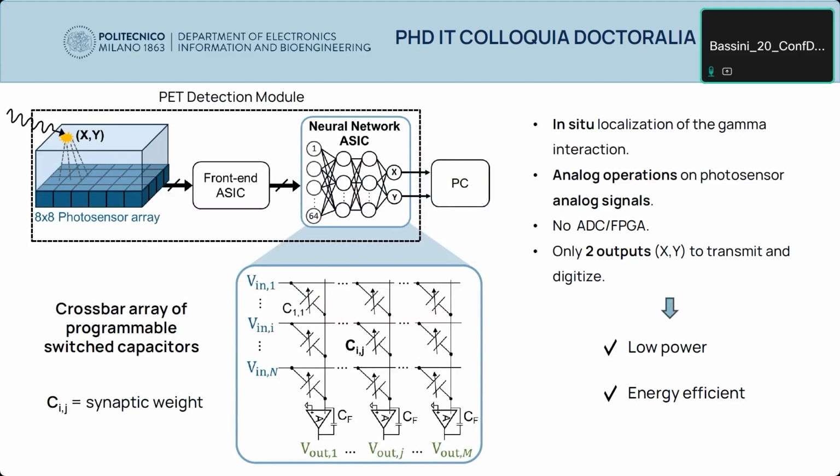The neural network is implemented analogically as a crossbar array of programmable switched capacitors, where the variable capacitor represents the synaptic weight. The ASIC can perform analog operations directly on analog signals that come from the photosensors, so without the need to digitize all channels, but only the two final outputs, the X and Y predicted coordinates, will then be transmitted and digitized.